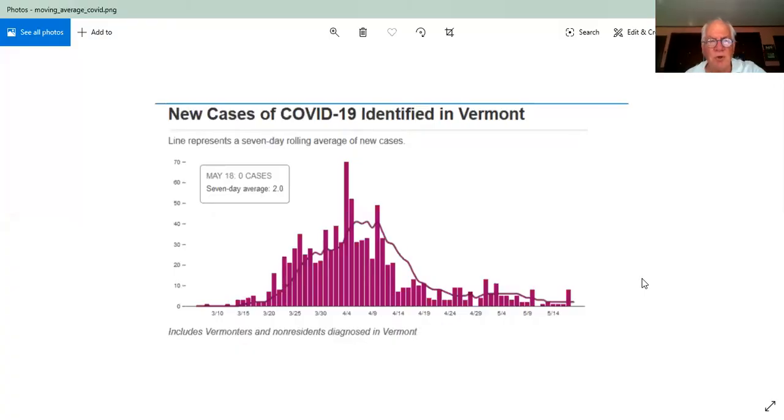This is COVID cases in Vermont. And the vertical lines here are the actual number of cases in a given day. As you can see, they vary a fair amount day to day. Here is, what is that, looks like 22 or 23. Up here, it's closer to about 50. I mean, it almost doubles literally in a day.